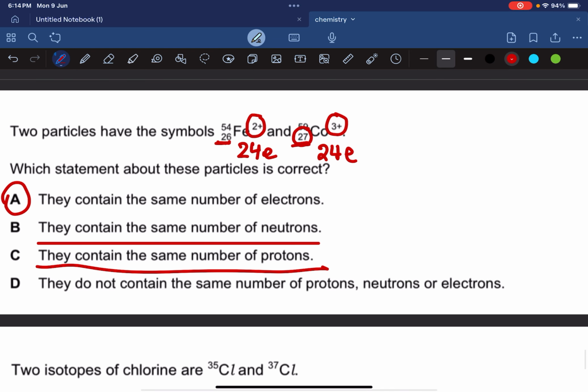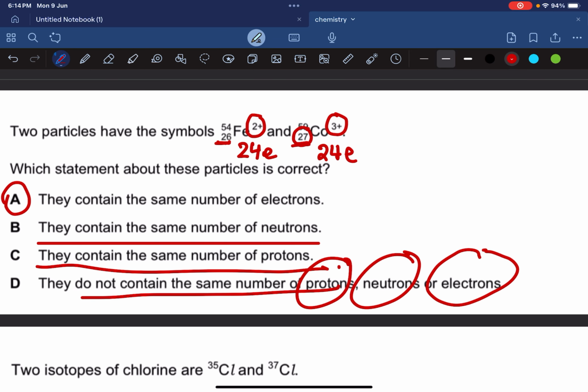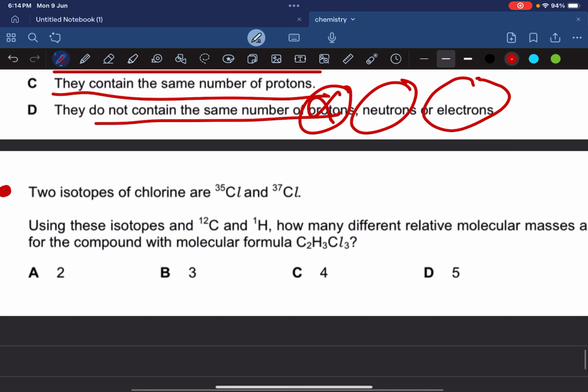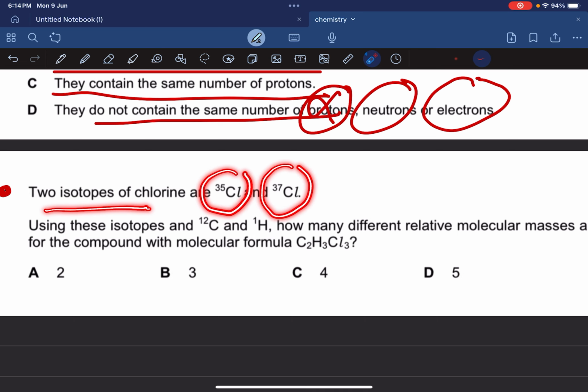Okay, they contain the same number of protons, neutrons, and electrons. No, the proton number is not the same, so it has to be incorrect. Option A is correct. Okay, two isotopes of chlorine. That's a really good MCQ. Two isotopes of chlorine, chlorine 35, chlorine 37.